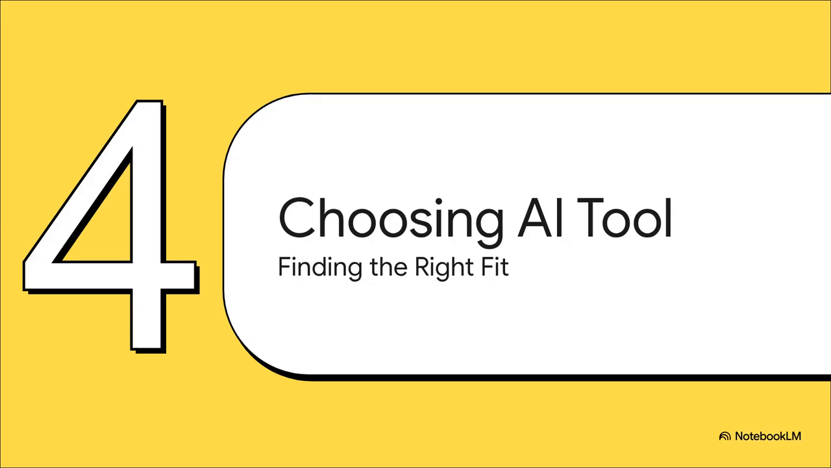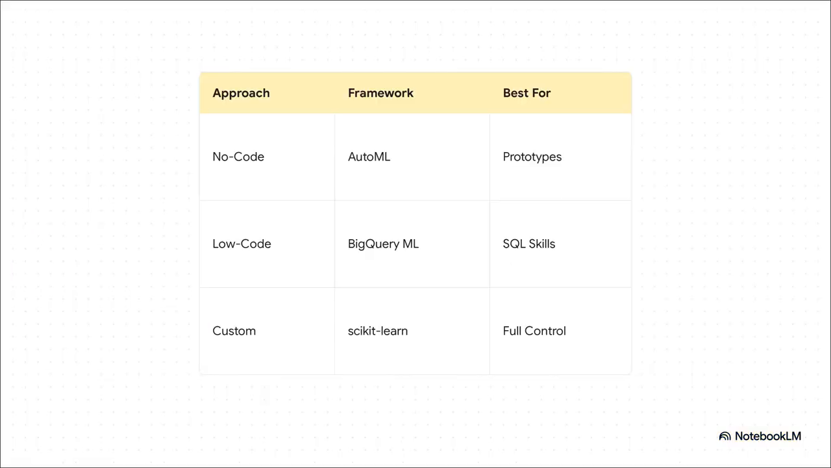Once that data is spotless, you are ready for section 4, choosing your AI tool, finding the right fit. You need to select the right framework to build the model, and that's based on your team's technical comfort and your project's timeline. So choose your path using this simple rubric. Use no-code solutions like AutoML for fast prototyping and quick experiments, because the system does the heavy lifting of feature engineering for you. Use low-code frameworks like BigQuery ML if you want moderate control and you already have strong SQL skills. And reserve custom code using Python libraries like scikit-learn or Keras for when you absolutely need full, deep customization.